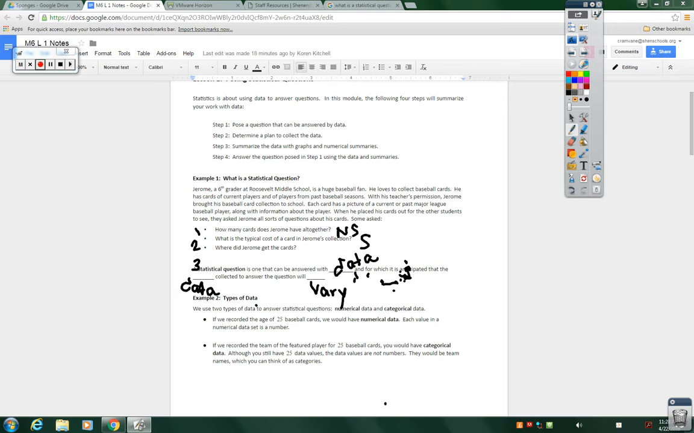Question 3. So this one's statistical. Where did Jerome get the cards? I'm going to actually say that this is a statistical question as well, because he could have gotten his cards from a ton of different places. They could have varied. He could have gotten them from Walmart. He could have gotten them from Dick's Sporting Goods. There's many different places where you're able to buy baseball cards. So you would be able to look at the data and hopefully make a graph from it.